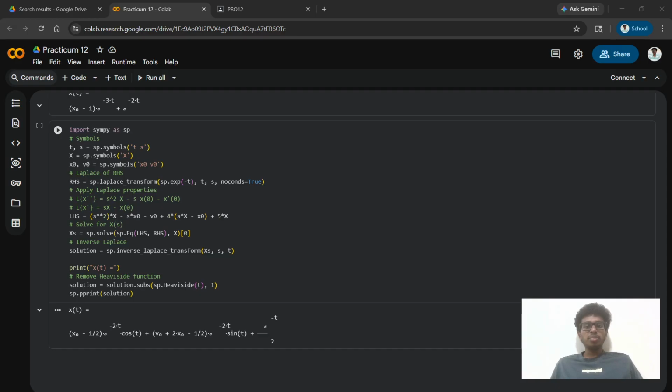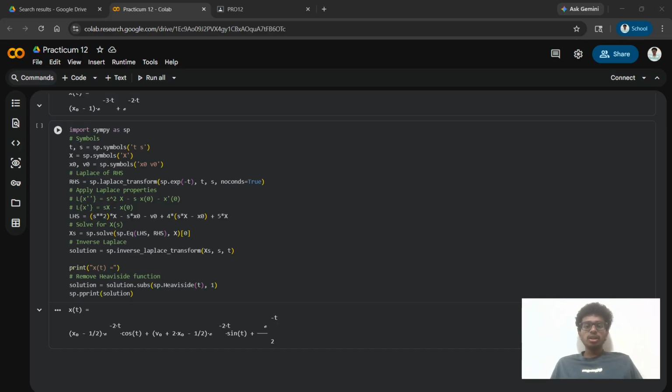In this case, the Laplace transform of the second derivative is used, which becomes s squared times X minus s times the initial position minus the initial velocity. Similarly, the first derivative is transformed into s times X minus the initial position. These expressions are substituted into the equation, which is then solved for X of s. After solving, we apply the inverse transform to obtain x of t, which describes the robot's position over time.